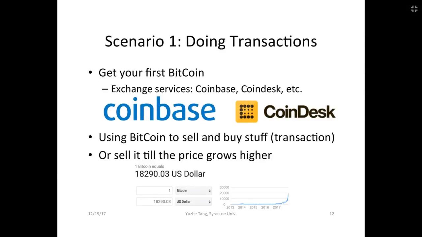In order to get your first Bitcoin, you can interact with some currency exchange services, such as Coinbase or CoinDesk. Basically, what you do is download an app, install it on your mobile phone, and then use US dollars to purchase some Bitcoin. Okay. After you get the Bitcoin, you can then do transactions in Bitcoin. So in a similar way to the US dollar, you can buy stuff and also you can sell stuff. Okay.